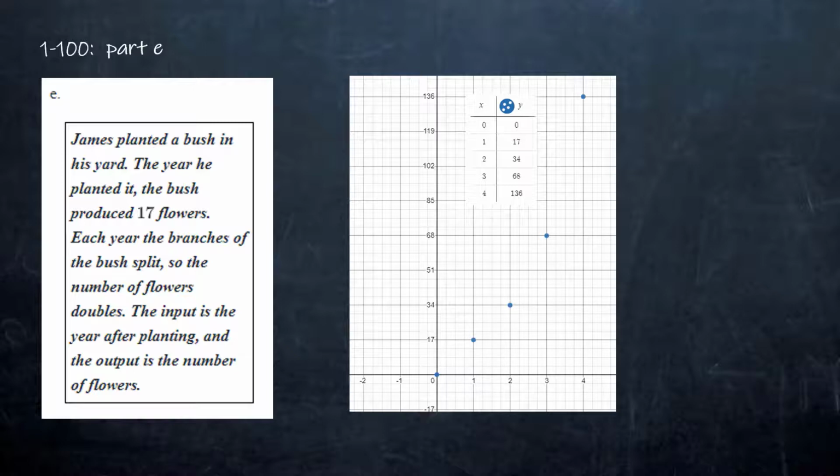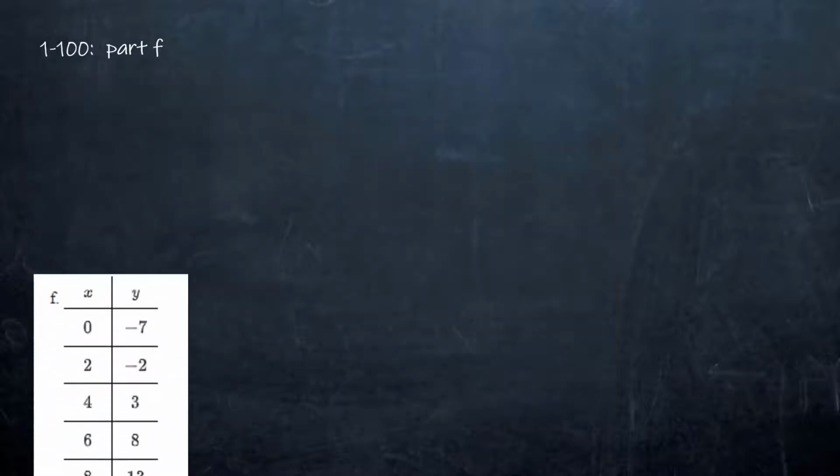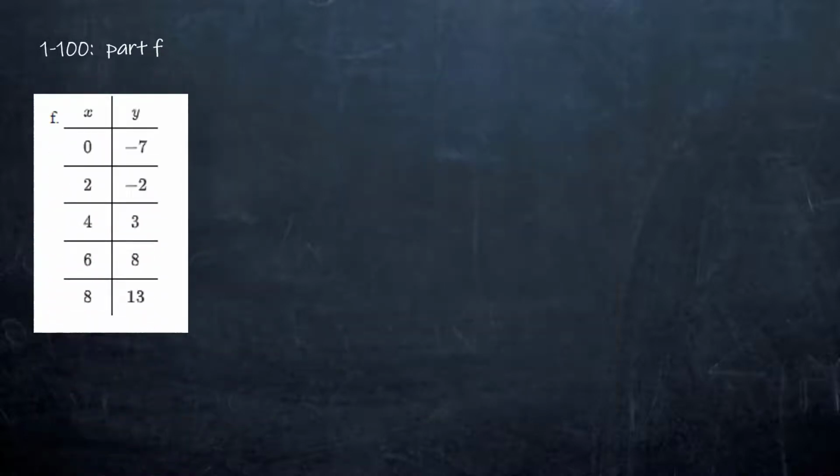But I plotted these points just to see what it looked like. Definitely not a linear equation. It's exponential of some sort because it's not going up the same amount each step, each x variable. All right, that ends part E. Okay, so here's our last one for this particular problem.